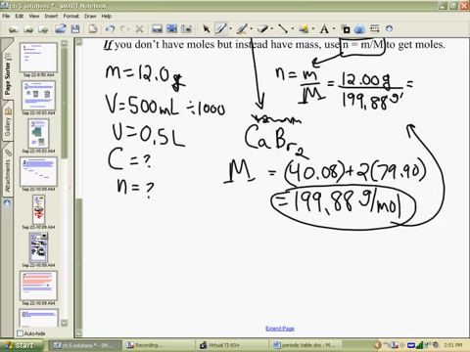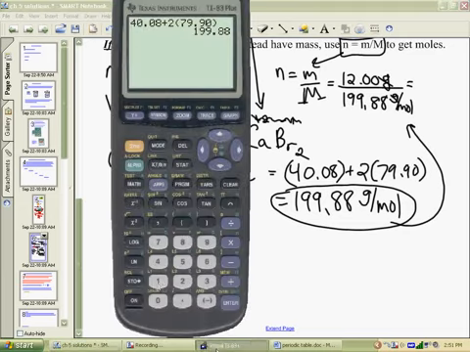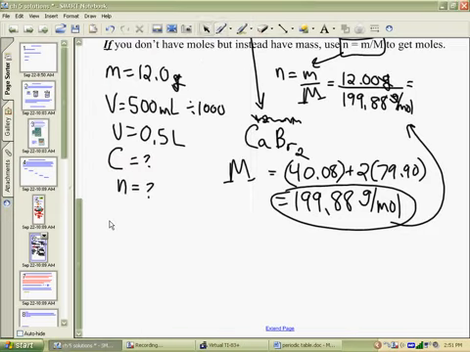That is going to leave moles as our answer. So we need to take 12 and divide by that previous answer. 12 divided by the answer gives me 0.0600 moles, and a few more digits. That's the number of moles. Now that we have n as 0.06 moles, we can work out the concentration, the molarity, which is n over V.